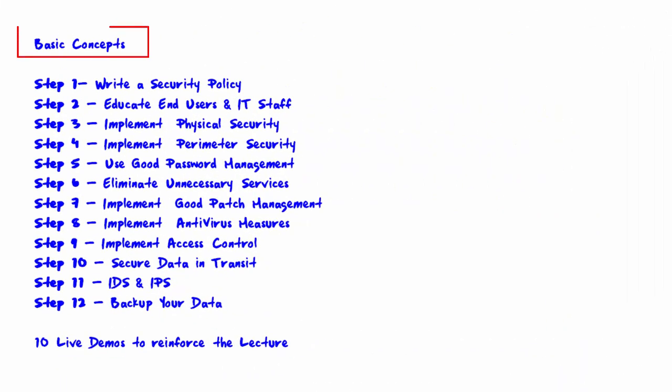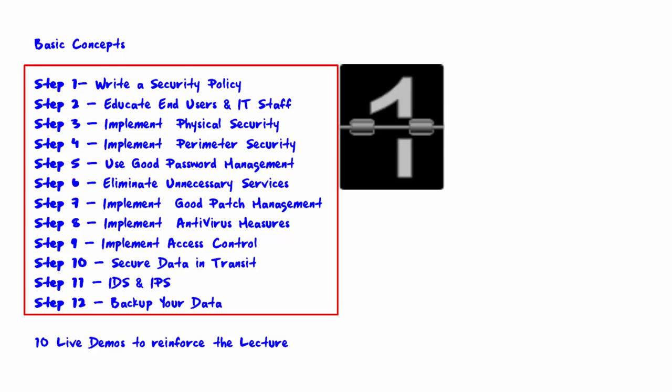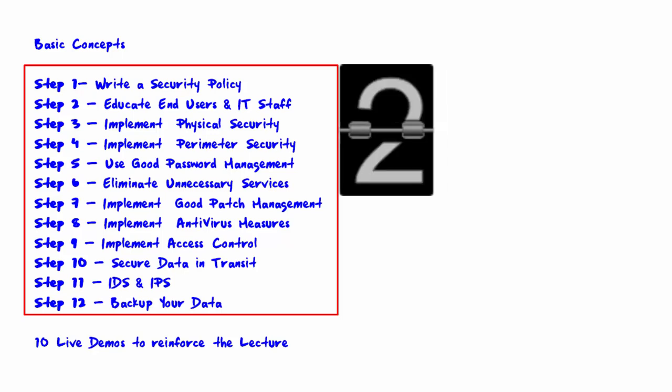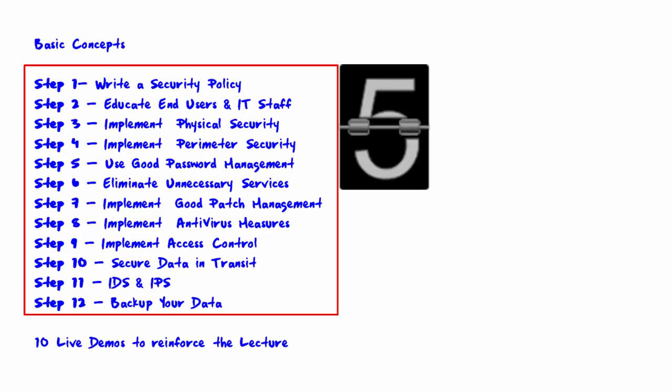We'll start with basic concepts, where you'll be learning the basic concepts necessary to understand the lectures. Then we start with the steps. Step one, write a security policy. Step two, educate end users and IT staff. Step three, implement physical security. Step four, implement perimeter security. Step five, use good password management. Step six, eliminate unnecessary services.